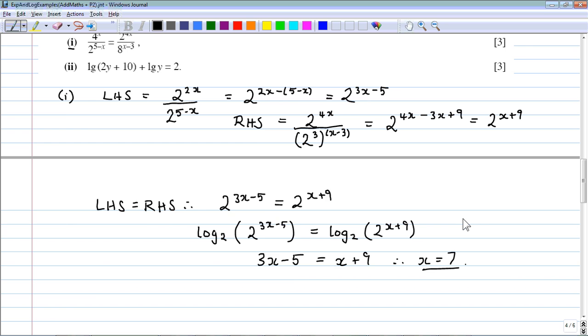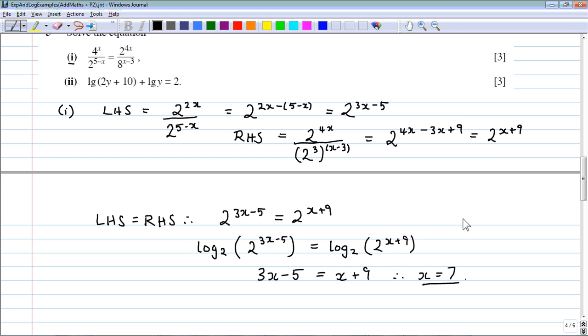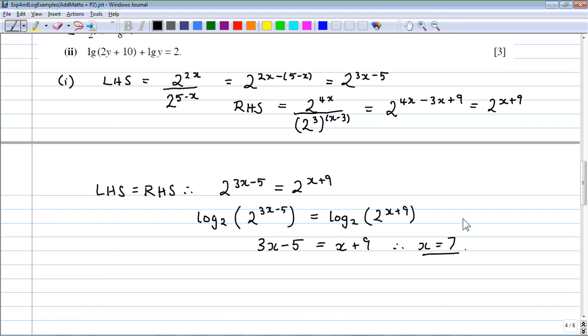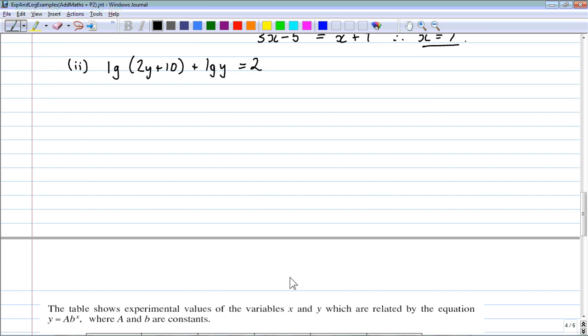Okay, that was the first part. I think I got that right. And the second part. The second part is, I'll just copy it out so I don't lose it. LG 2y plus 10 plus LG y equal to 2. So we need to solve this equation.